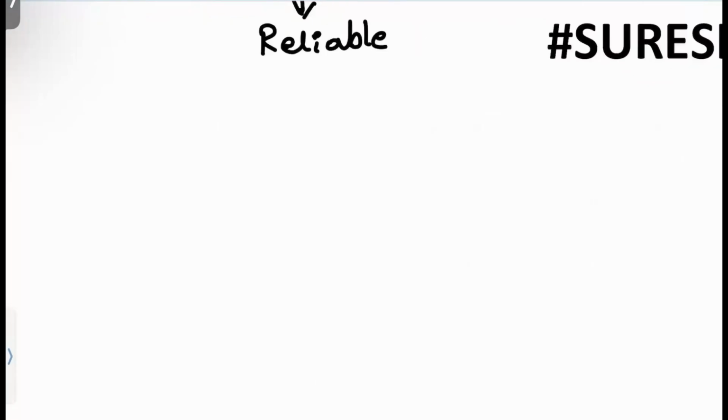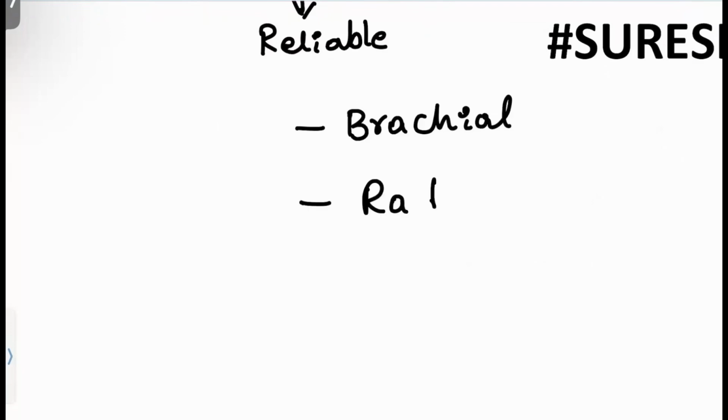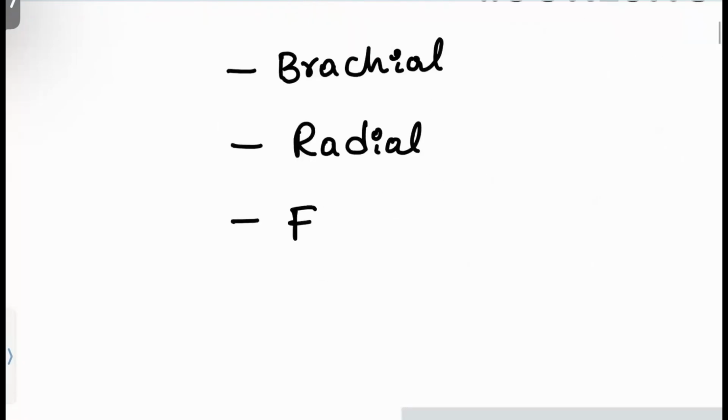What are the sites we can take? We can take from the brachial artery, or we can also take from the radial artery site, and we can also get it from your femoral artery. Most of the emergency technicians and the emergency departments prefer the femoral artery.